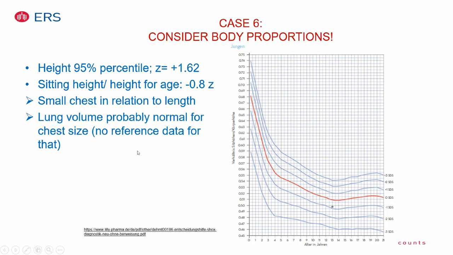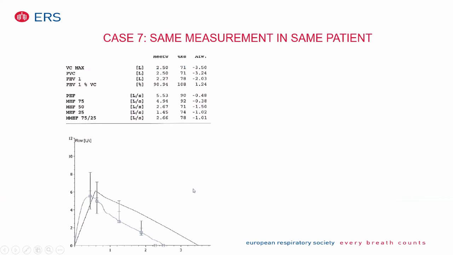So the lung volume measured is probably normal for his chest size, and there's no evidence for restrictive changes and restrictive lung disease in this boy. So the message is, look at the children before you state or judge a lung function test as abnormal, and consider body proportions. And this is even more true if you've got some skeletal problems.